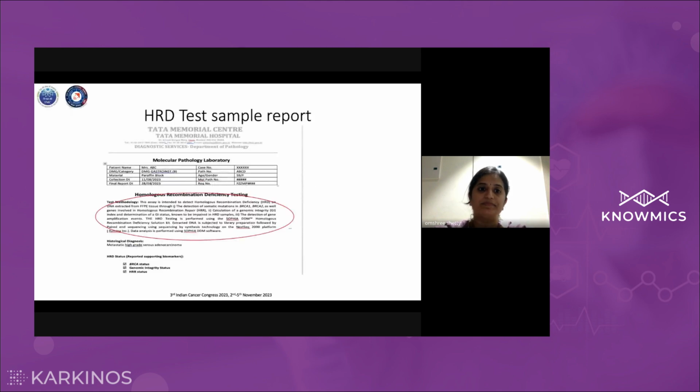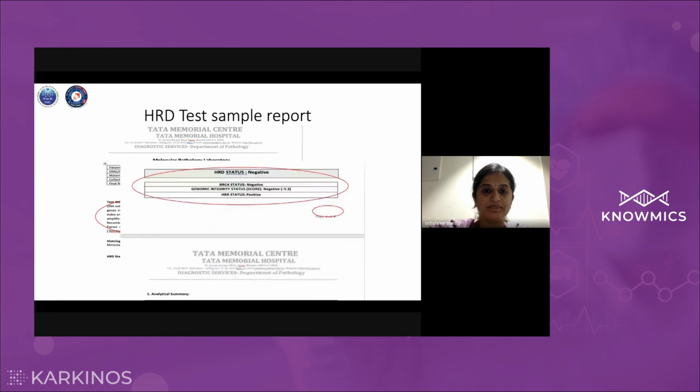Next, please. This is basically the sample report. We get so many different types of reports, so whenever you're looking at a report, it's always important to see what methodology is being performed, which kit is being used, what it is detecting, what software is being used, what platform has been used, and what all the report is able to tell you.